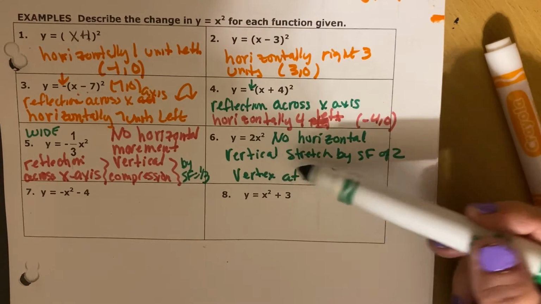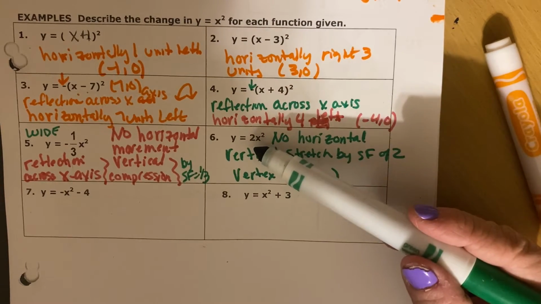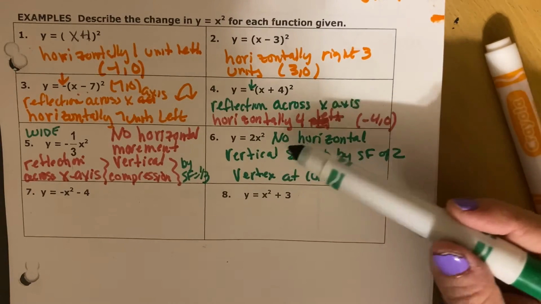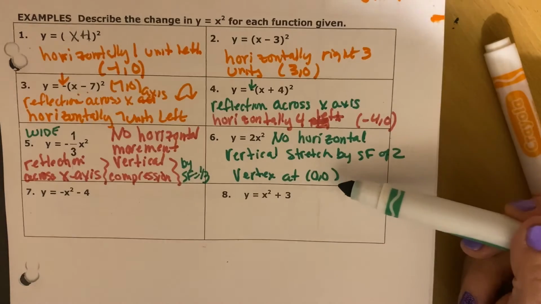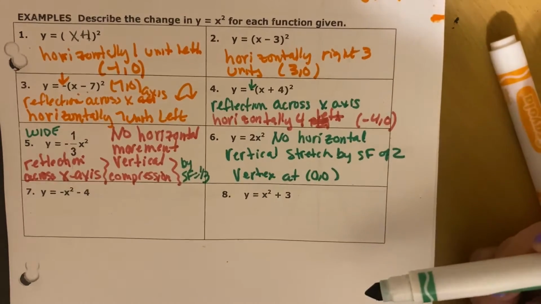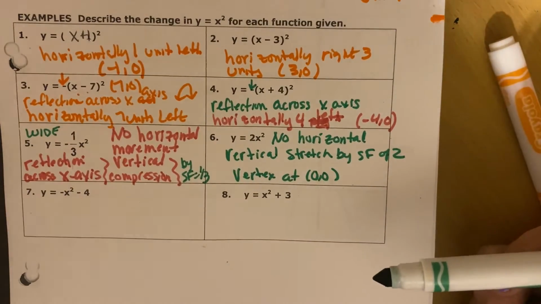On number 6, there's no horizontal movement because there's no parentheses. I know this is a vertical stretch, and so it should be fairly narrow. The 2 tells me it's a scale factor of 2, and my vertex is at 0, 0. So we're going to go try number 7 and 8, and we'll compare answers.